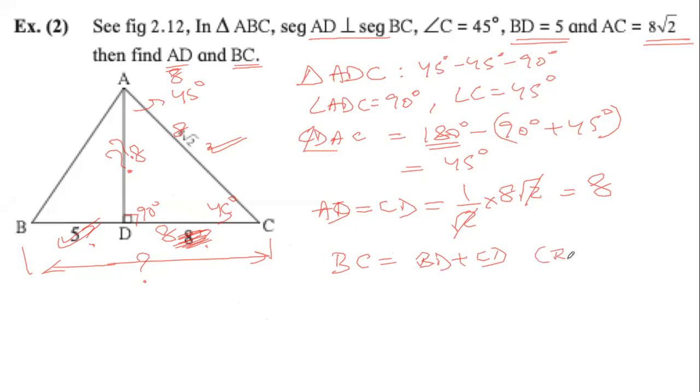Why? Because B, D, C are collinear. So this becomes 5 plus 8 equals 13 units. 8 and 13. So first we have to show that triangle ADC is a 45, 45, 90 triangle. From there we will say the sides will be 1 by root 2 multiplied by the hypotenuse. And then finally, we will say that B, D, and C are collinear. So we can find BC as a sum of BD and CD.